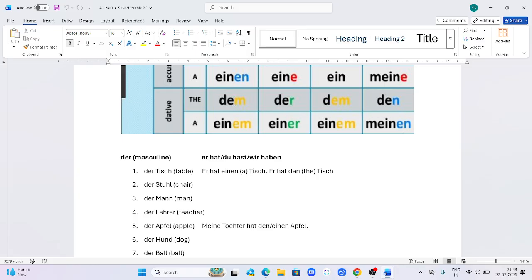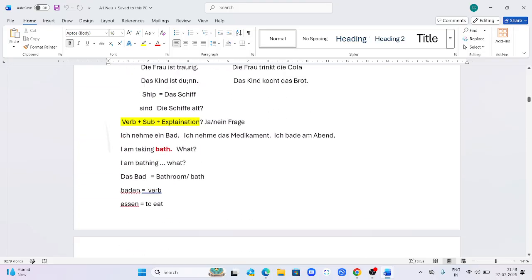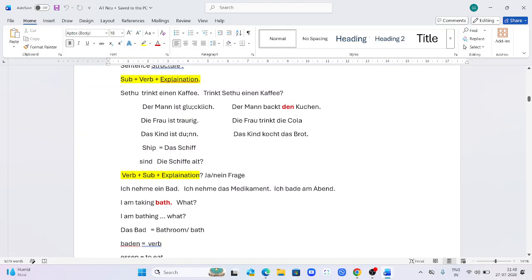Then we saw what is nominative, what is accusative sentence. We saw W questions. We saw how you frame a normal statement: subject, verb, and explanation. Then we saw how to frame W questions: W word plus verb plus subject plus explanation. That is the rule for W questions.